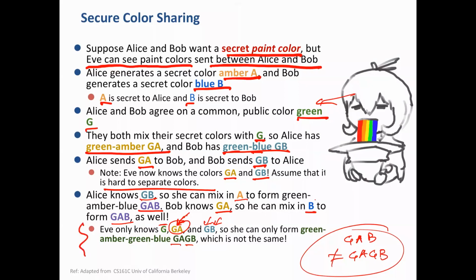Okay, Eve cannot separate out colors, and the idea is that she wants to generate GAB, which she cannot do because all she can do is mix these two, and what she will get is GAGB, which is not the same as GAB. So Alice and Bob are able to achieve the color GAB, which, even if anybody in between looks at it, Eve or Mallory cannot generate.